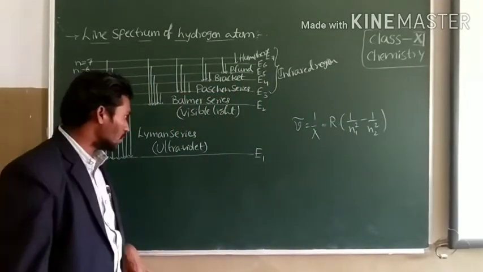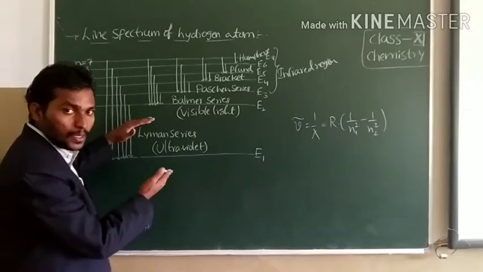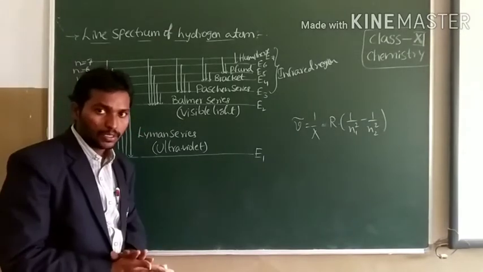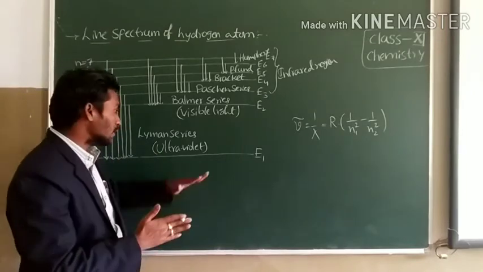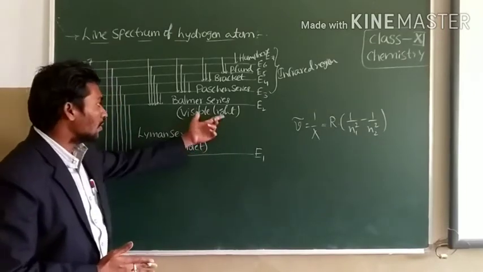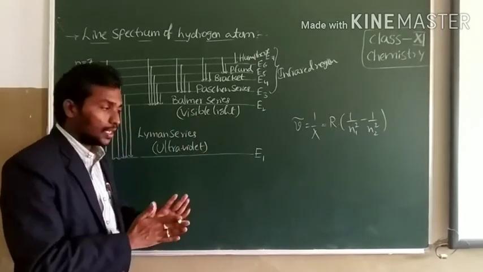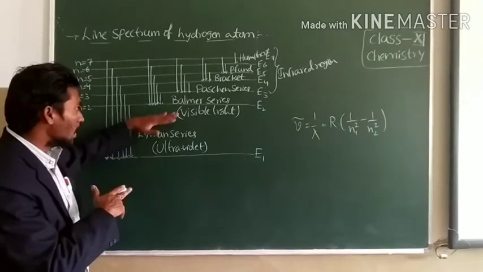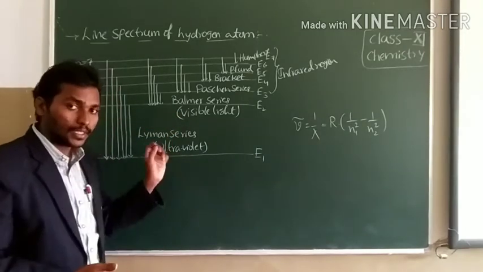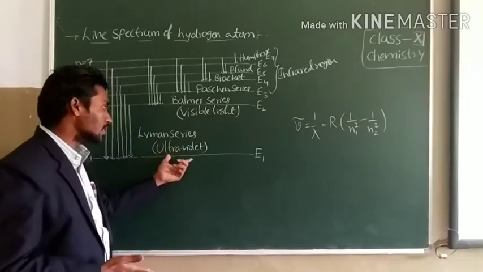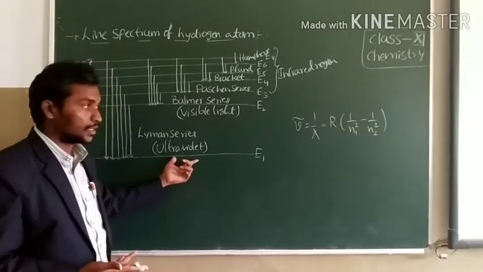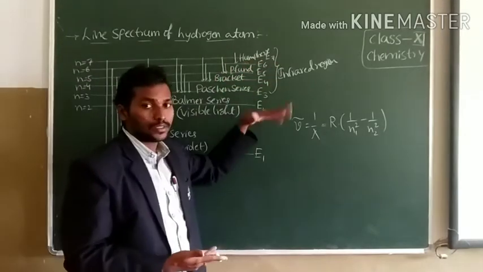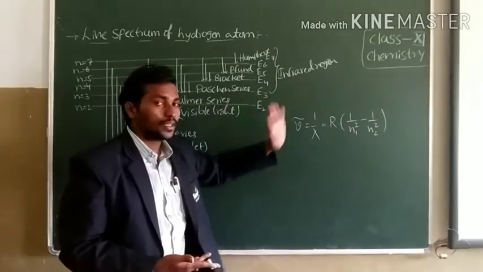Here you may write the question: why is there so much difference between the first energy level and the second energy level? This is because the energy gap between the ultraviolet radiation and visible light is large. That's why there is a big difference between the first energy level, that is the Lyman series, and the Balmer series. So scientists have identified the Lyman series in ultraviolet radiation, the Balmer series in visible light, and the Paschen, Brackett, Pfund and Humphreys series, the remaining series, in the infrared region of light.